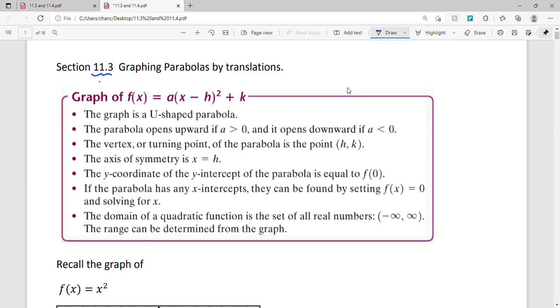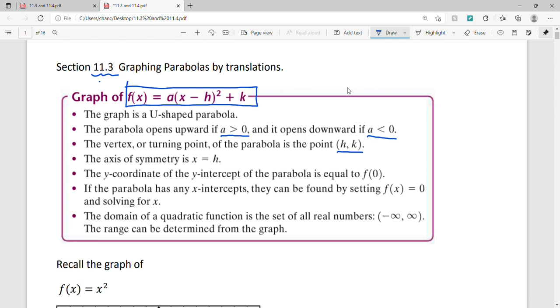Let's look at section 11.3, graphing parabolas by translations. The graph of the function f of x equals a times the quantity x minus h squared plus k has the following properties. The graph is a U-shaped parabola. The parabola opens upward if the leading coefficient a is positive, and it opens downward if the leading coefficient a is negative. The vertex or the turning point of the parabola is at the point h, k.